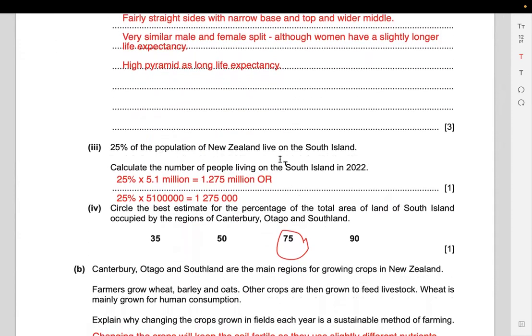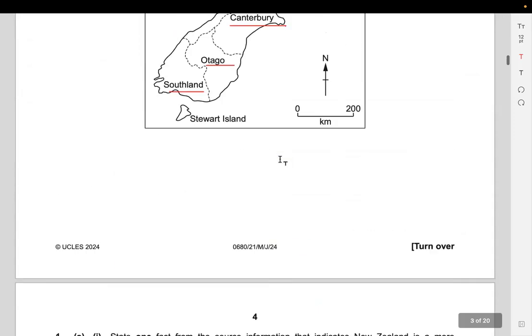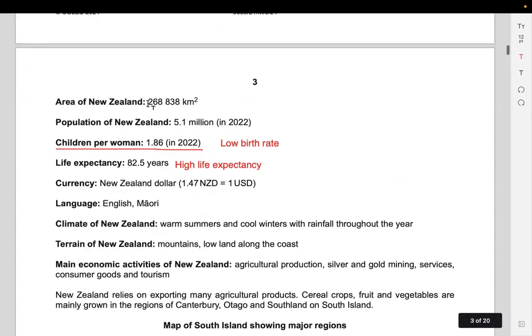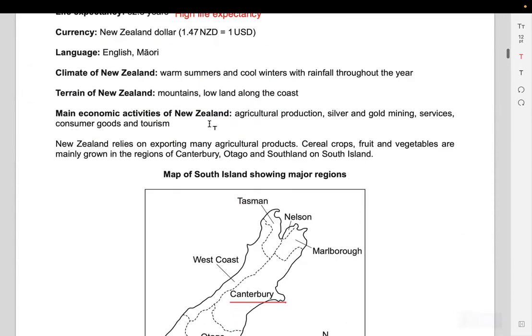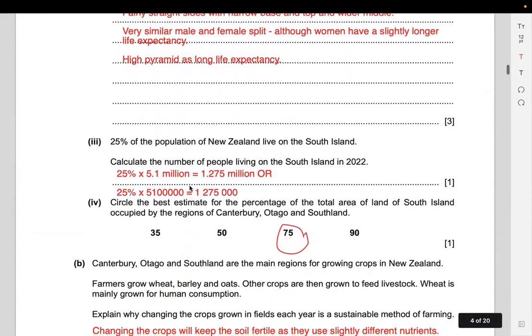25% of the population of New Zealand live on the South Island. So remember with paper two, population's always up here. It's 5.1 million. So you can either do 25% times 5.1 and add the word million, or change 5.1 million into 5, 1 and 5 noughts and do your multiplication.